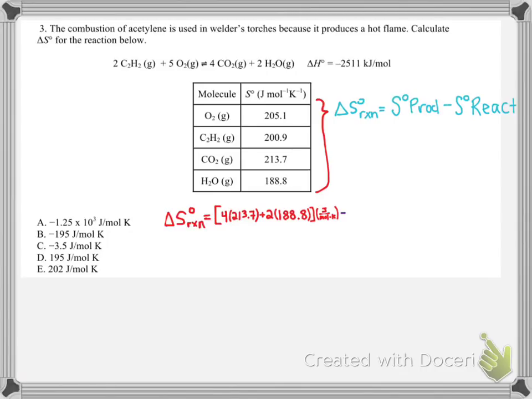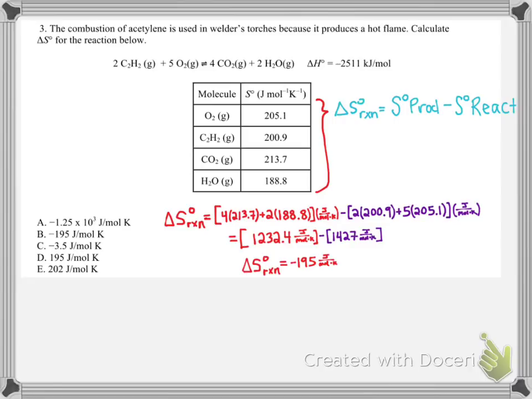minus the reactants. And then I highly recommend not being a calculator superhero here and just calculating the total entropy, the sum of the entropies of the products and the sum of the entropies of the reactants independently. So here we have the sum of the entropy of the products minus 1,427 joules per mole Kelvin. And let's see what we get for our total entropy change of the reaction. Negative 195 joules per mole Kelvin.